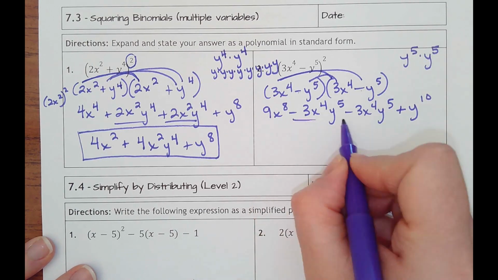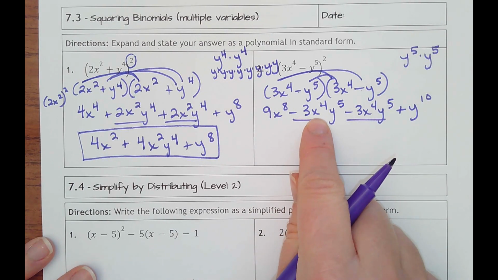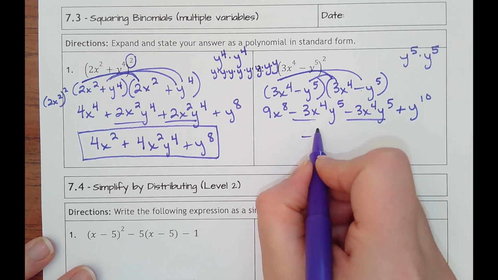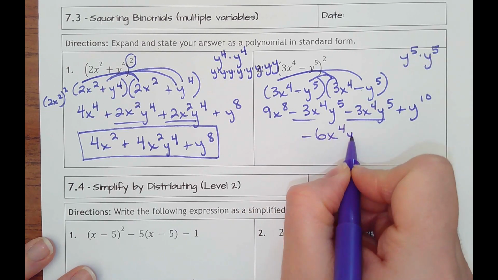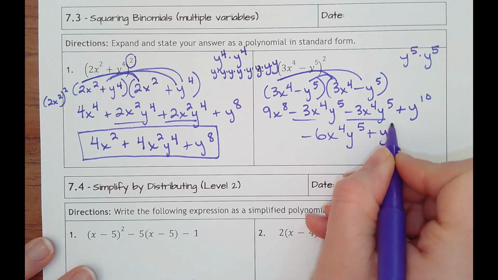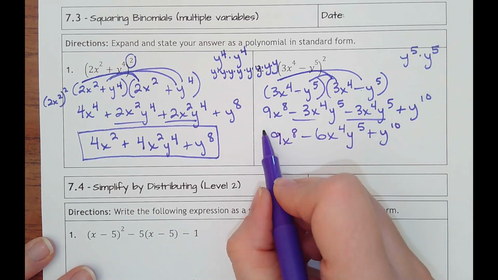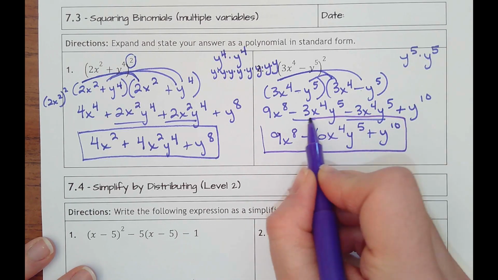And I just combine my like terms. Again, I'm not going to multiply the powers or do anything different because I'm just combining my negative 3 minus 3 is negative 6x to the fourth, y to the fifth. And it would be that.